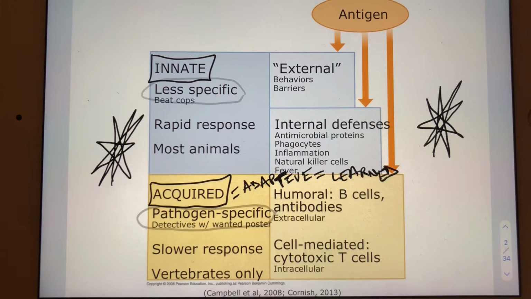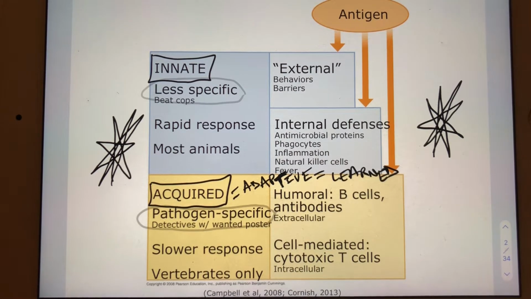Your immune system is not a case of either or. It's not like the same thing as sympathetic or parasympathetic. It's more like somatic and autonomic. Okay, so typically you respond to pathogens using both your innate and your acquired immunity.